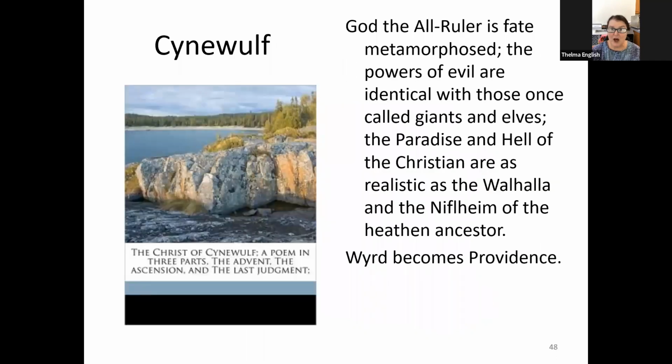Cynewulf, God the all-ruler, is fate metamorphosed. The powers of evil are identical with those once called giants and elves. The paradise and hell of the Christian are as realistic as the Valhalla and the Niflheim of the heathen ancestor, and weird is going to become providence.